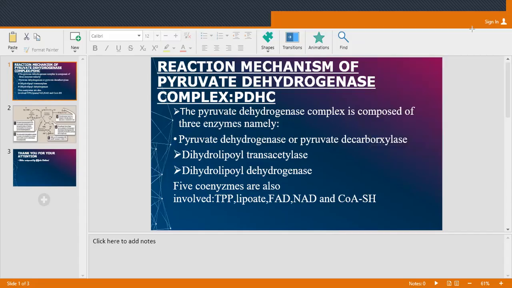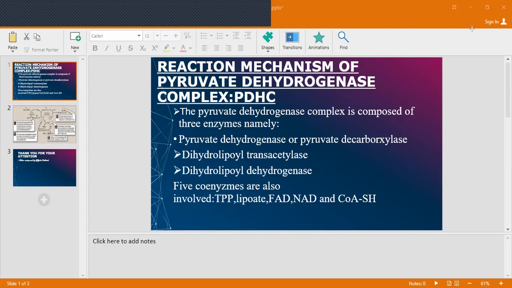Welcome. In today's session, we will be looking at the reaction mechanism of pyruvate dehydrogenase complex, the PDHC. So this complex is composed of 3 enzymes, namely pyruvate decarboxylase or the pyruvate dehydrogenase, the dihydrolipoyl transacetylase or the dihydrolipoyl acetyltransferase. We also have the dihydrolipoyl dehydrogenase.